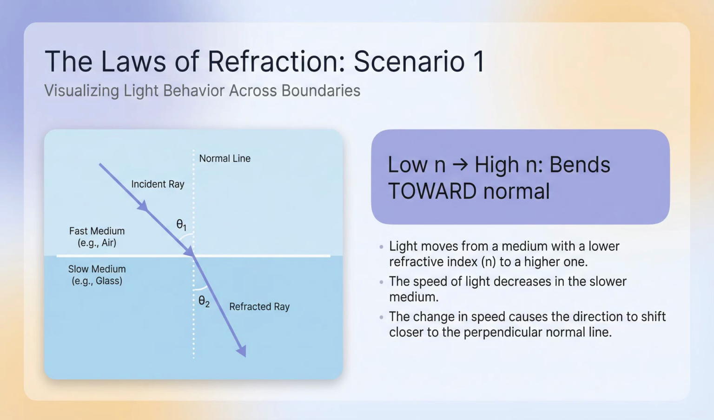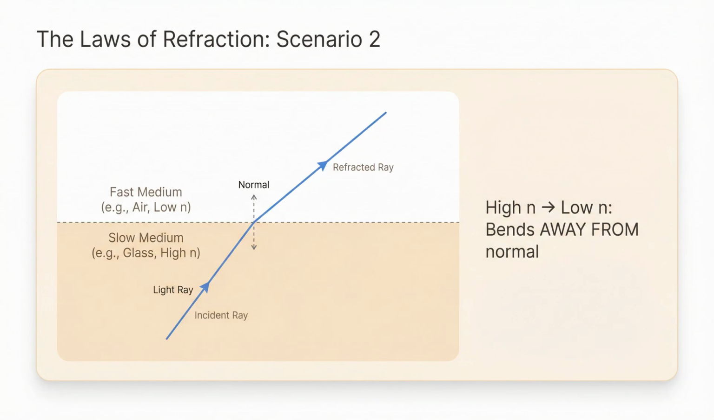Okay, there are rules to this bending game. Rule number 1. When light goes from a material with a lower index, where it's fast, into a material with a higher index, where it's slow, like air to glass, the ray slams on the brakes and bends toward the normal line. Rule number 2 is just the reverse. If light travels from a dense material like glass back out into the air, it speeds up. When it speeds up, it bends away from the normal line. So slow to fast means bending away.